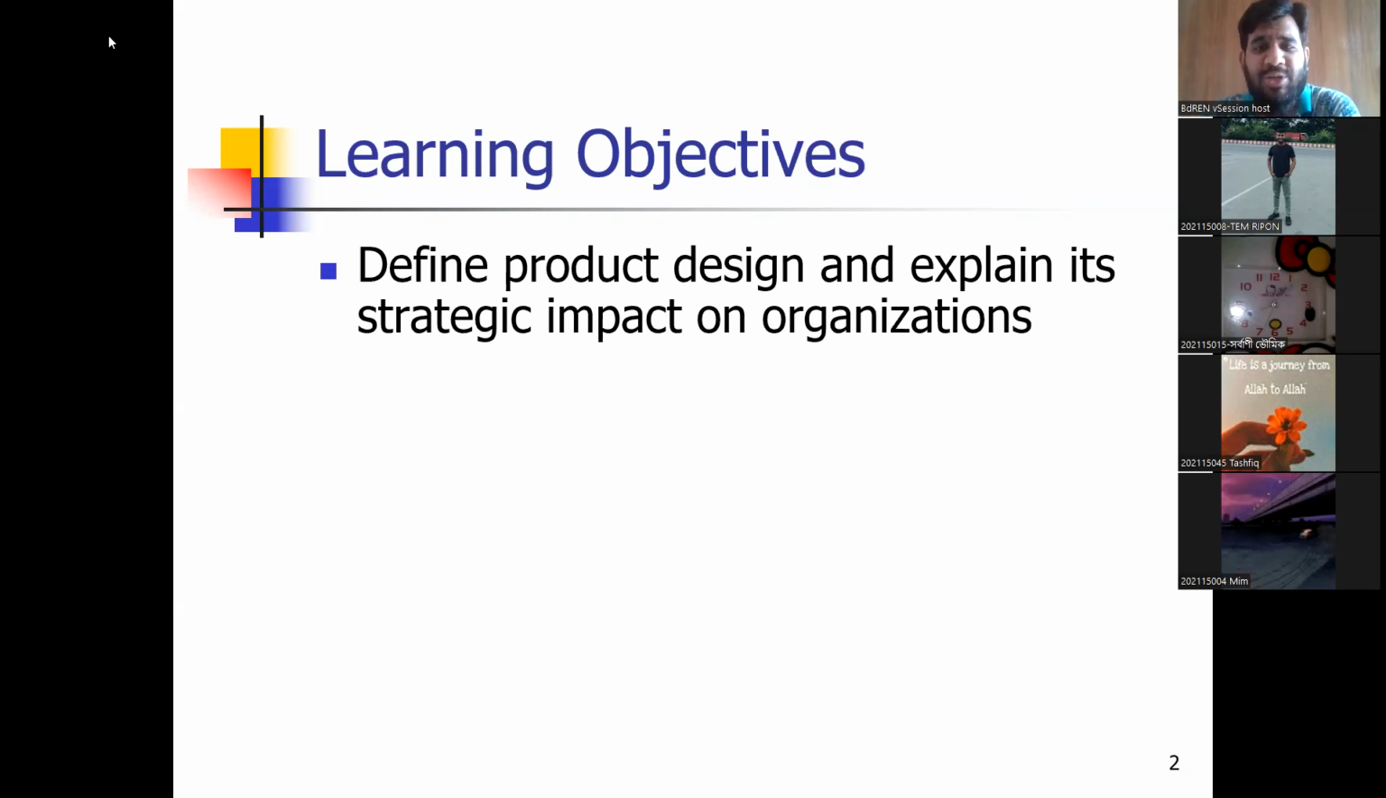It is known as the strategic impact. So a product decision has a strategic impact on the organization and on all other departments in the organization. All right.